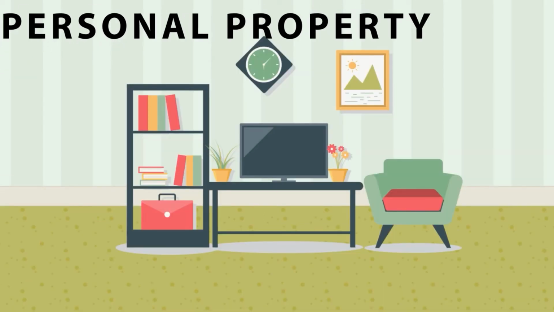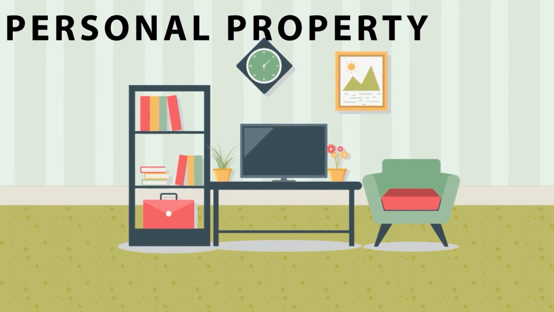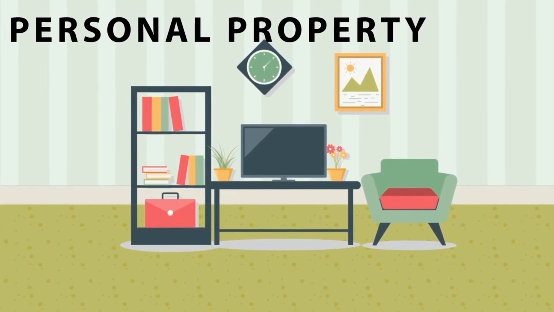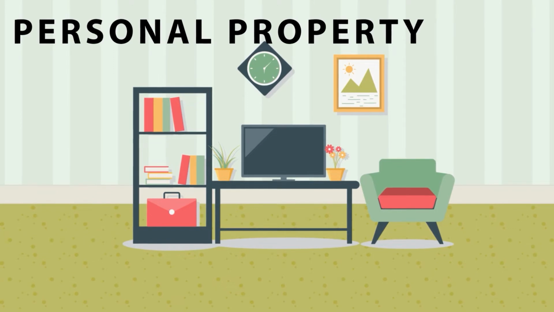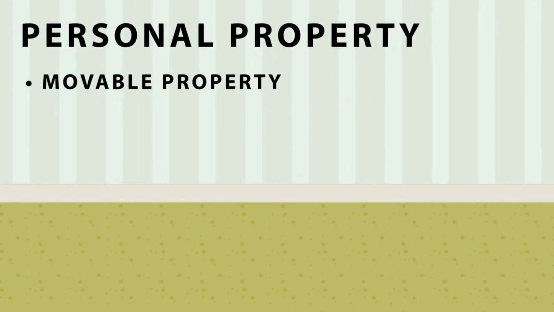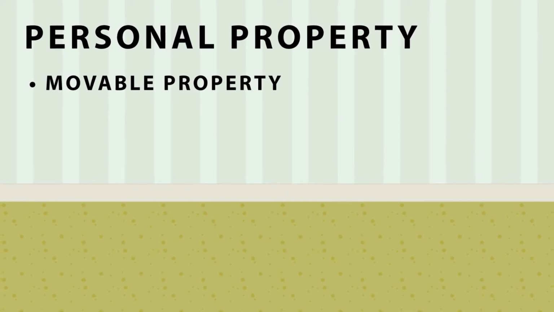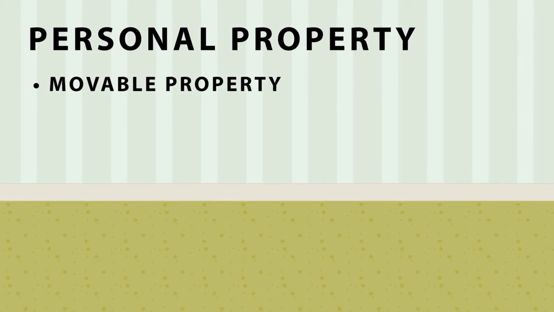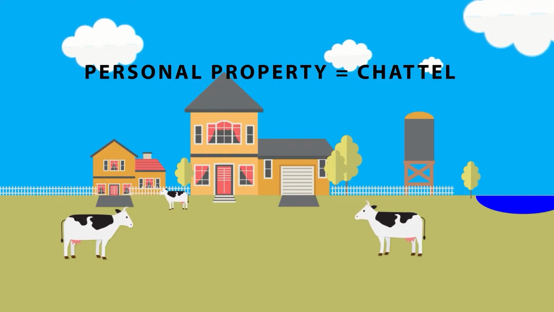On the other hand, personal property is movable property. Personal property isn't affixed to or associated with land. Any property that is not real property is personal property. These movable items are sometimes known as chattels. The word chattel evolved from the word cattle, which was one of the early important possessions.